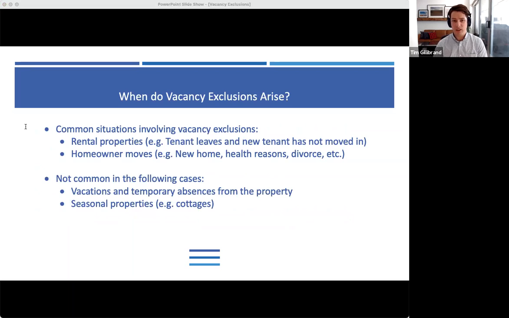So when do vacancy exclusions come into play? Generally, these exclusions come into play in situations where the property was intended to be used as a residence and for some reason it's not being occupied as a residence for a period of time. These situations happen regularly with rental properties, where the tenant either hasn't yet taken possession or the owner's in between tenants at the time of a loss. There are also many instances where the owners of the home have simply moved out for one reason or another. We don't see the exclusion coming into play too often with temporary absences from the property or vacations or with seasonal properties like cottages. You'll see as we move through the examples of the exclusions that these typically don't really fall within the typical vacancy exclusion.